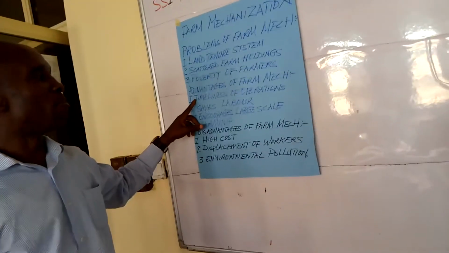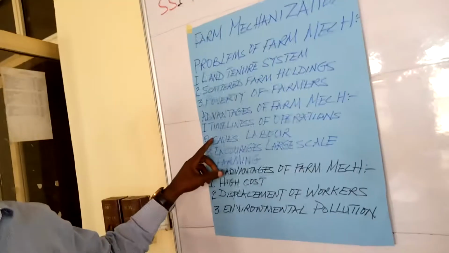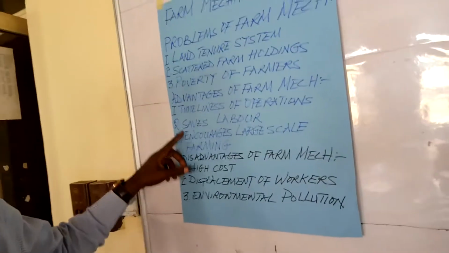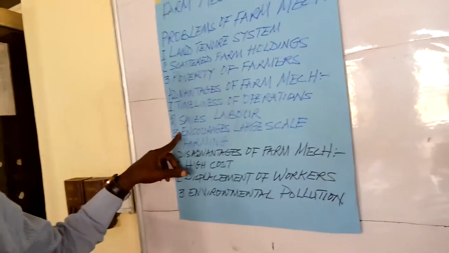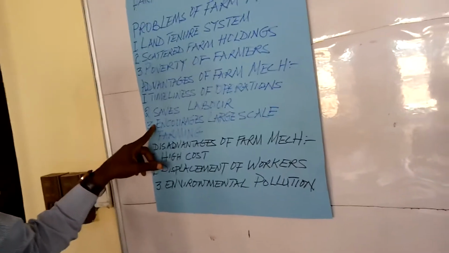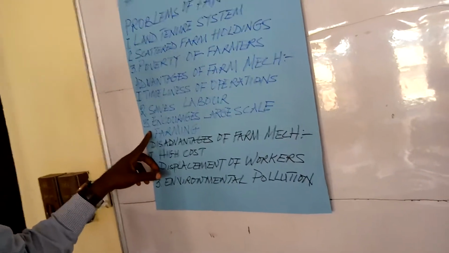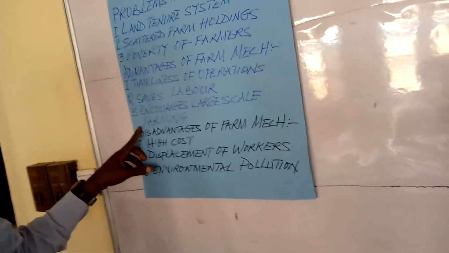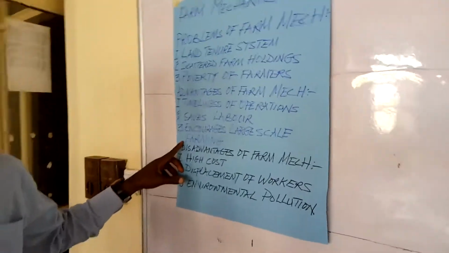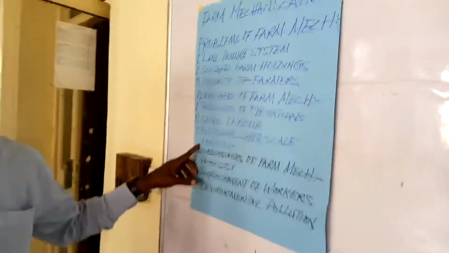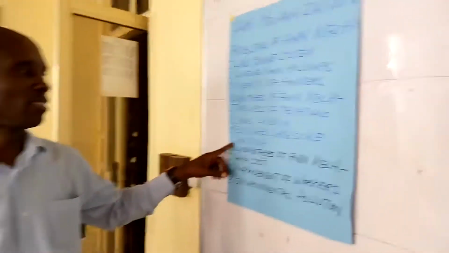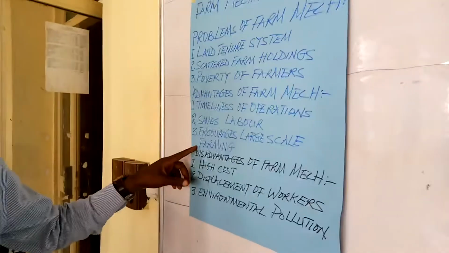What are the advantages of farm mechanization? Number one is timeliness of operations. Operations like planting, weeding, harvesting, and processing are done on time. Number two, it saves labor. What 100 laborers can do for you, the tractor can do in one day. Number three, it encourages large-scale farming. Before you have farm machines, you must be a large-scale farmer. You'll be producing on a large scale, not a subsistence scale of farming. So those are the advantages. The machines will encourage you to have large pieces of land.